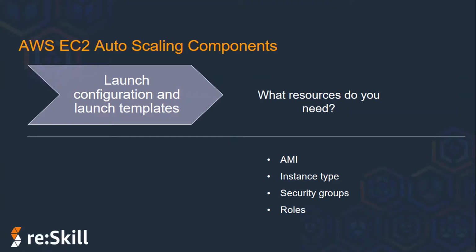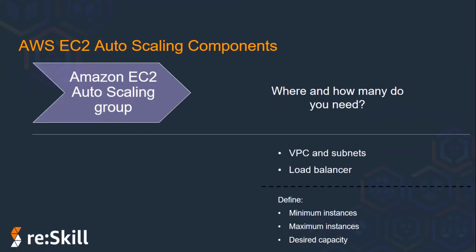Now, apart from this, another component will be the Auto Scaling group, which I just told you is nothing but a logical group of EC2 instances on which the scaling actions will be happening, which will define where and how many instances you need. We will define in which VPC and which subnet to be used, which load balancer if needed, and also these capacities will be defined with the Auto Scaling group itself.